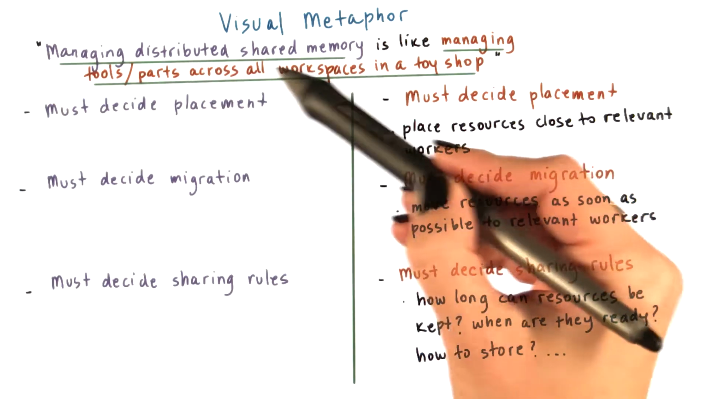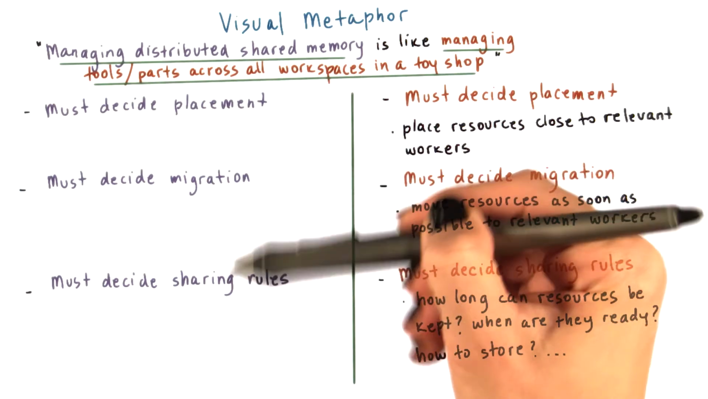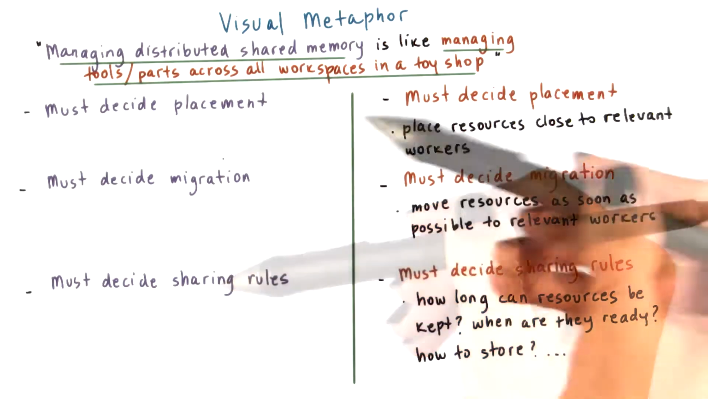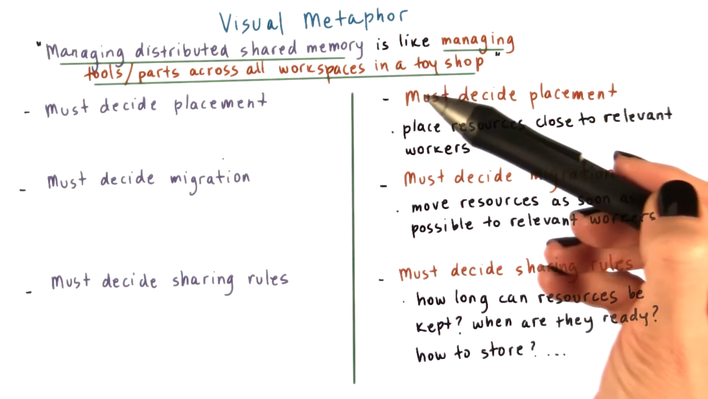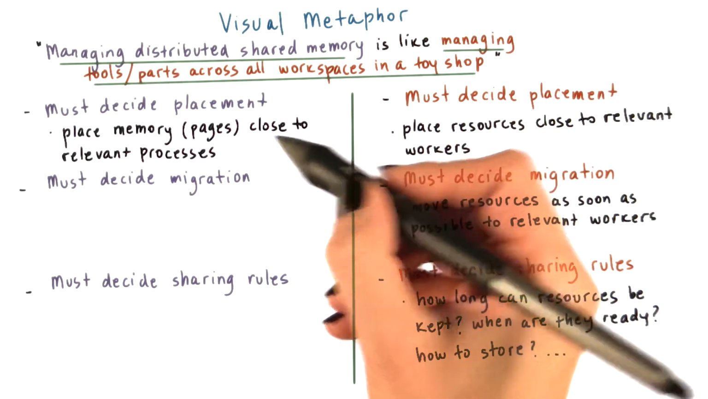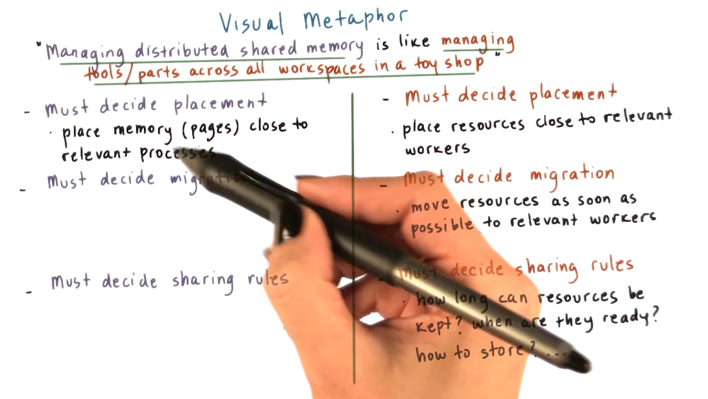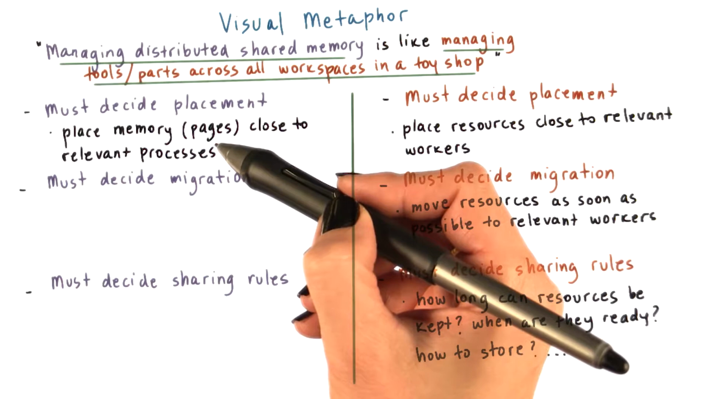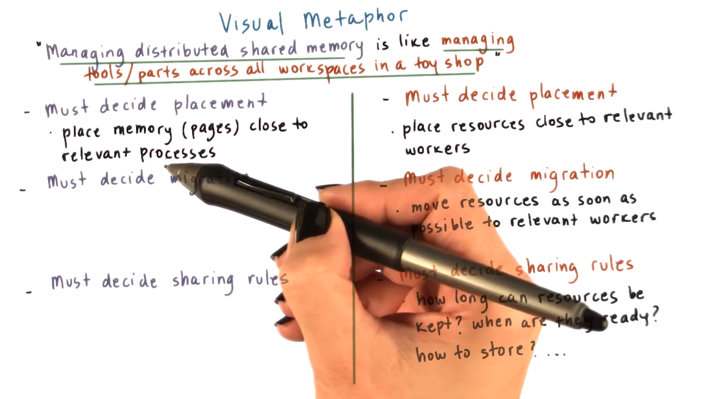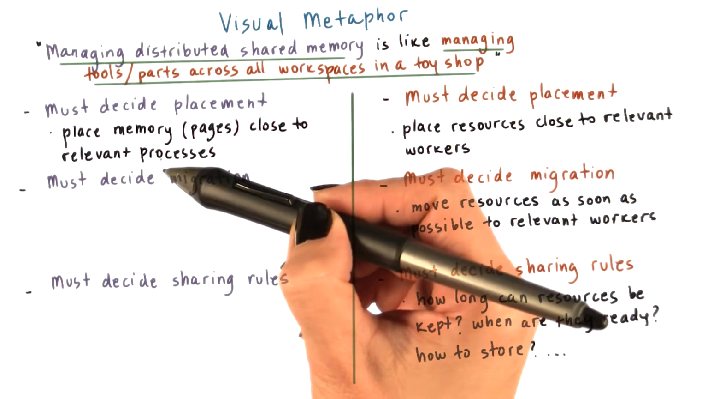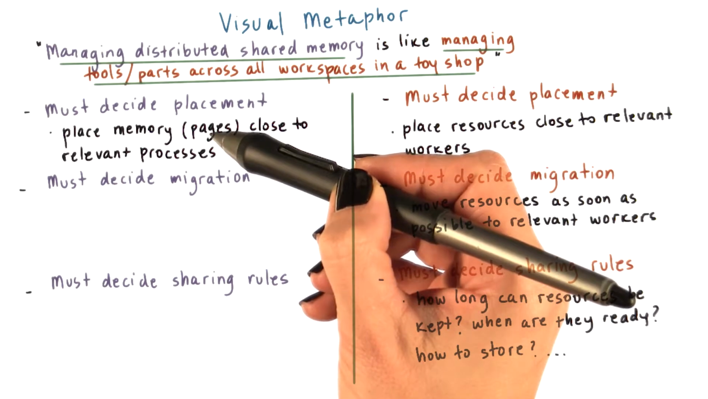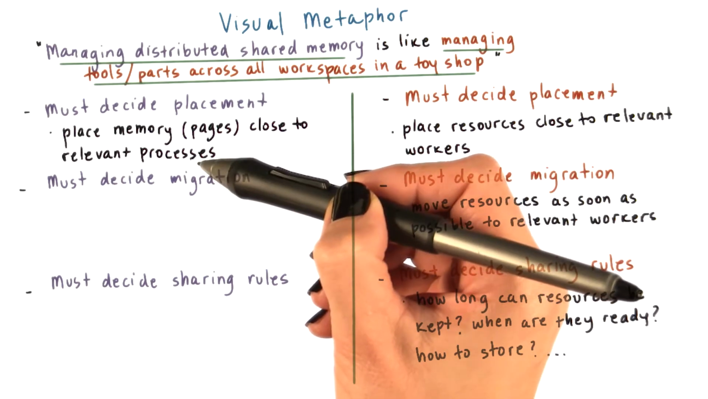For managing distributed shared memory, we must make similar types of decisions. However, clearly the details are going to be very different. For instance, when deciding placement, we should typically try to place the contents of memory or the contents of a page in a physical memory that's close to a particular process. This would be the process that either created that content or will be using that content.